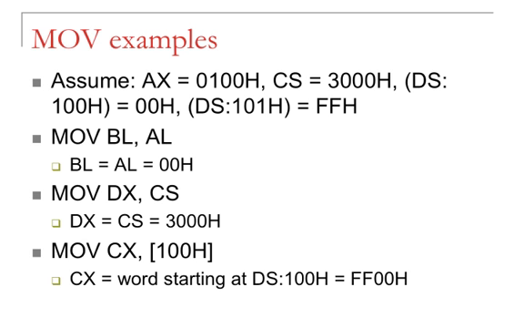Second instruction, move DX, CS. CS is the source, DX is the destination. And we already know that CS has value 3000, and we're going to copy that value into DX. I just don't see why AL is 00.